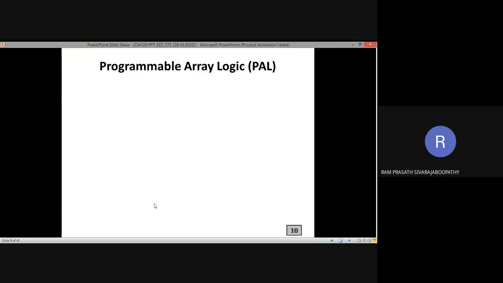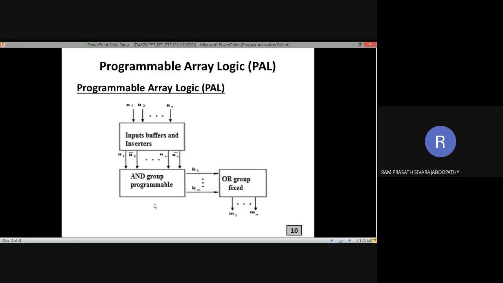Fine. Now, this is the block diagram of a PAL. Like your PLA, in the input we have input buffers and inverters for sure. Fine. Then the next stage is the AND array, which is programmable. Then we have the OR group, which is fixed. In the OR group we have many OR gates, but the number of inputs to the OR gate is fixed. That we have to choose based upon the requirement.